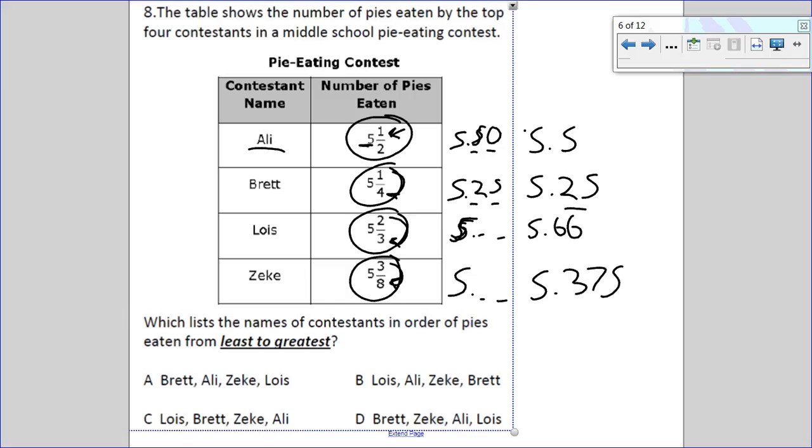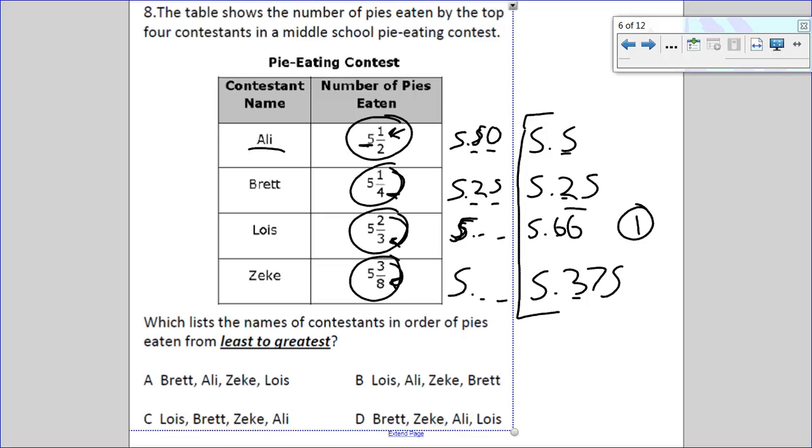We know all these 5s are equal, so that doesn't tell us who ate the most because they all ate 5 and then some part of another pie. So now we must go to this first decimal number and look at those and compare those. So I see a 6 here, and that is the largest number. So this person ate the most pies.